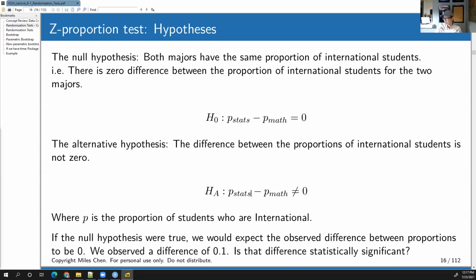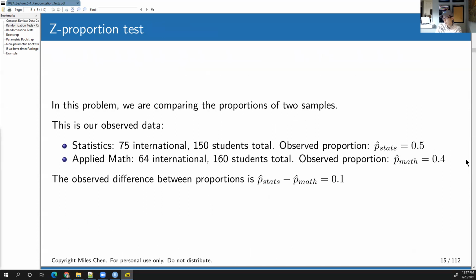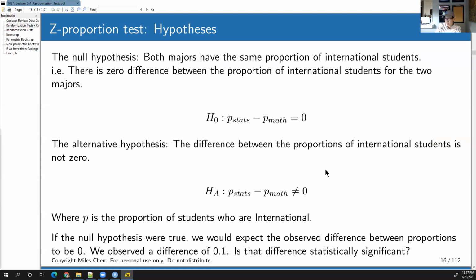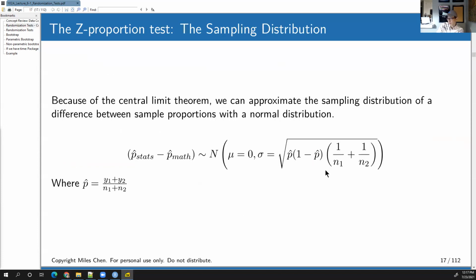And so if the null hypothesis were true, what we would expect is whenever you take two random samples, we expect those sample proportions to be similar and to have a difference something around 0. But what we got in our data was a difference of 0.1. One proportion is 0.5 and the other proportion is 0.4. So the question is, that difference of 0.1, is that statistically significant? Okay, so in order to answer that, we have to figure out our sampling distribution, and we can figure this out using the central limit theorem.